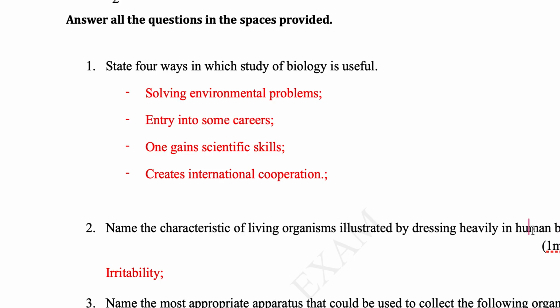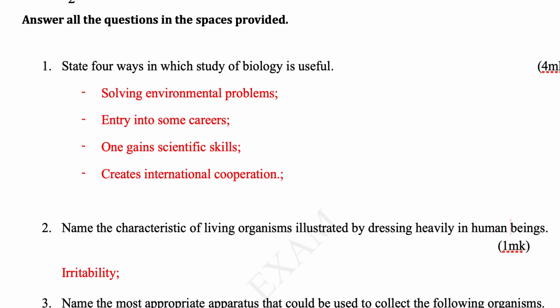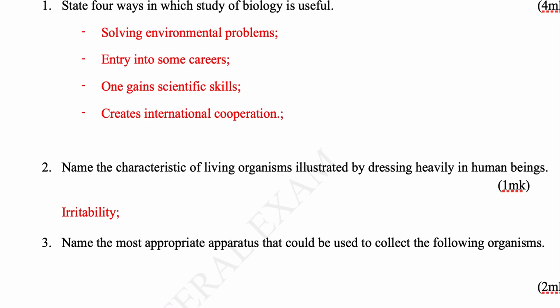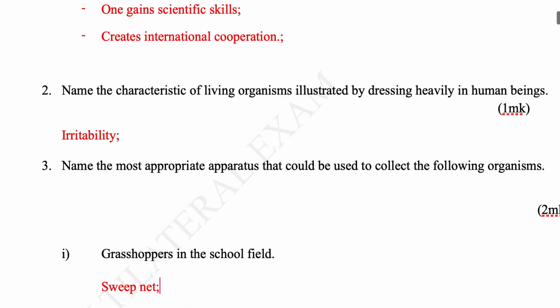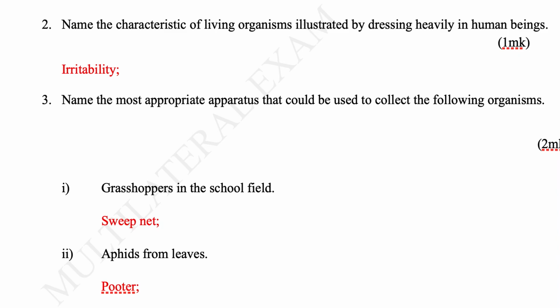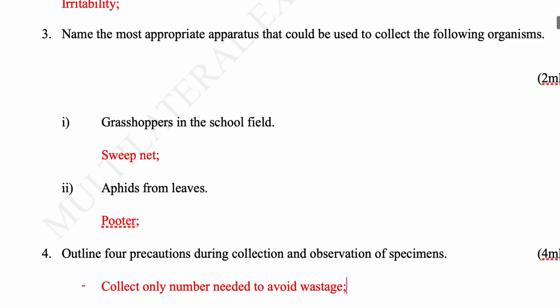Name the characteristics of living organisms, illustrated by addressing heavily in human beings. Irritability. Question 3. Name the most appropriate apparatus that could be used to collect the following organisms. Grasshoppers in the school field: sweep net. Aphids from leaves: pooter.